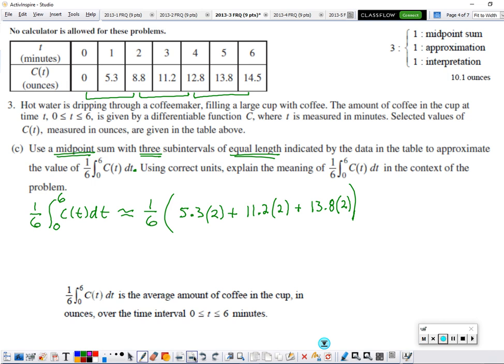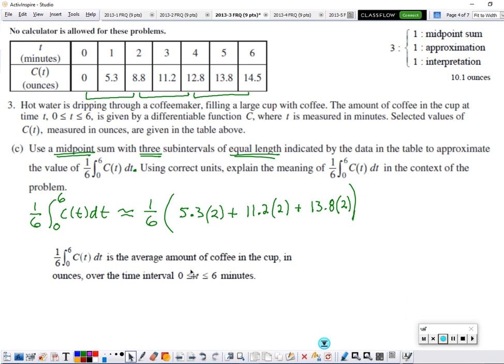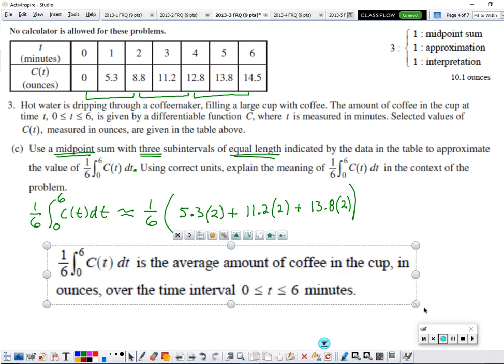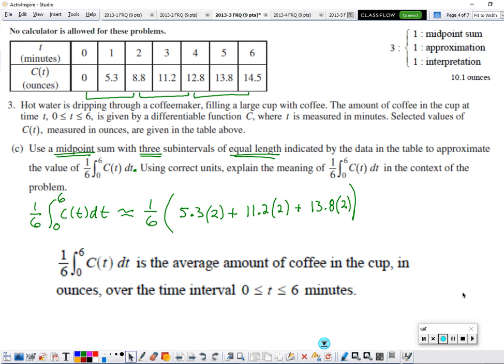Awesome. That's 2 points in green. Then it says, using correct units, explain the meaning of this expression in the context of the problem. Okay, to get those points, you really have to have a copy of what you see here. If you don't have exactly what you see here, you probably didn't get it. So if you're borderline, just raise your hand, read it to me, I'll tell you whether you got it or not.